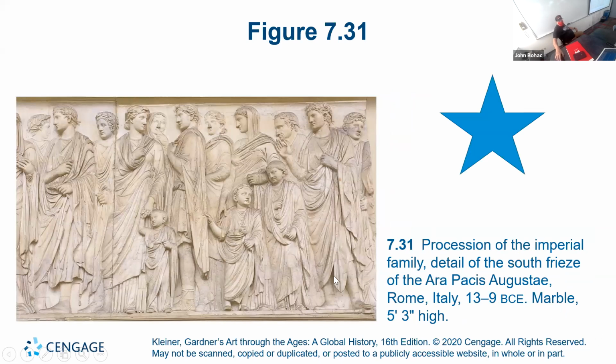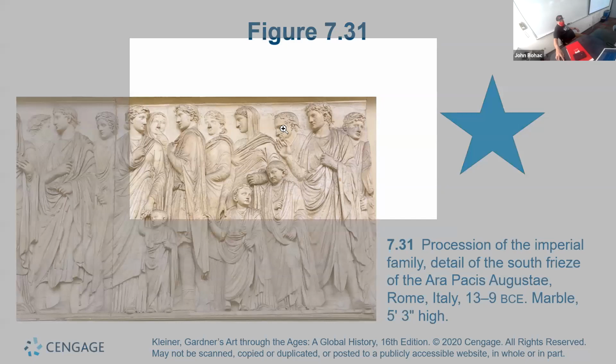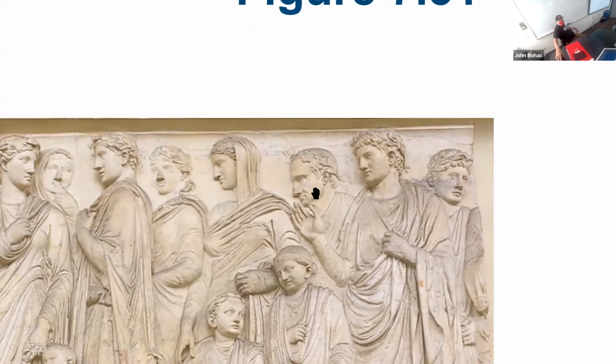Procession of the imperial family. This is from the altar of Augustan peace. And again, a lot more naturalism, and these people are individuals, and some of them say like, this guy, not particularly ideal, doesn't look like Denzel Washington, kind of looks like an old guy. And so the kids, they look like kids that act like kids, that idea of naturalism.